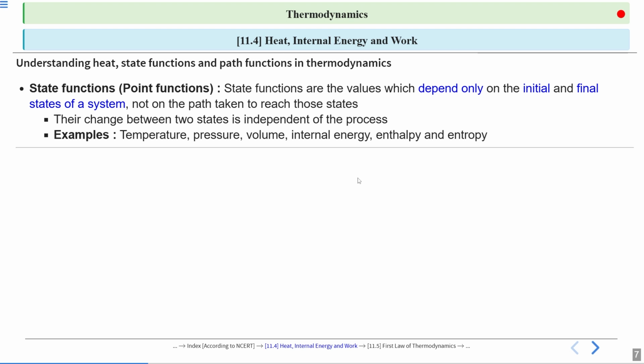So we can differentiate between state functions and path functions. Macroscopic variables in state functions are independent of path. They depend on initial and final position. All right.